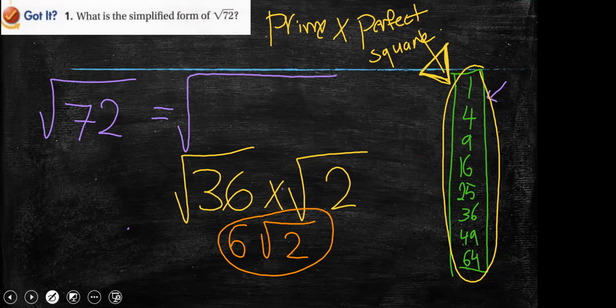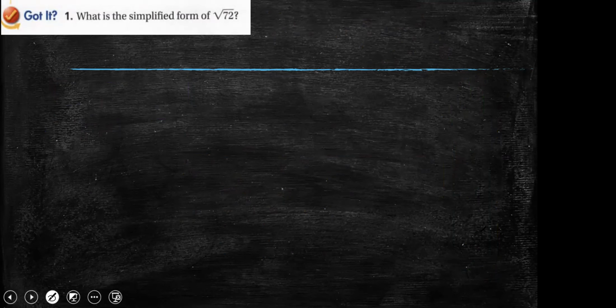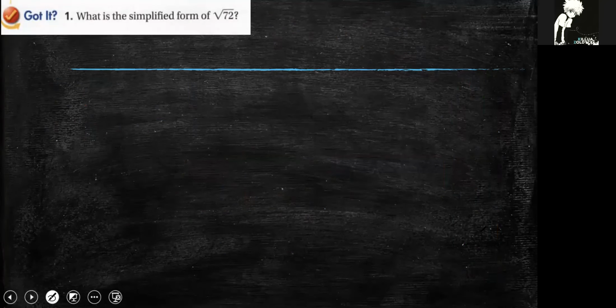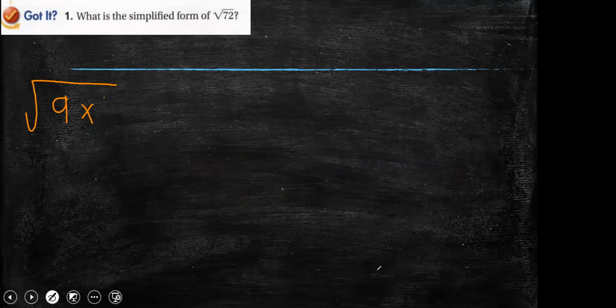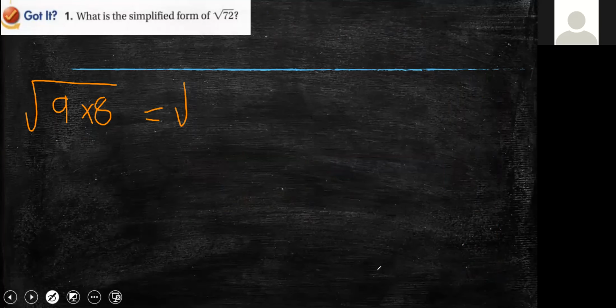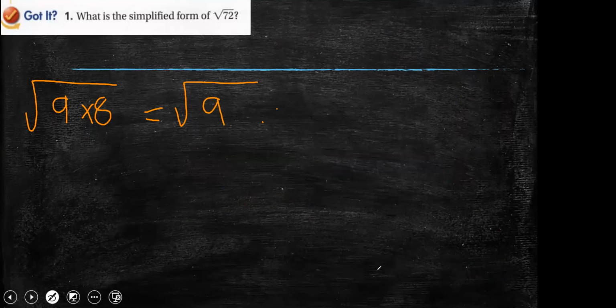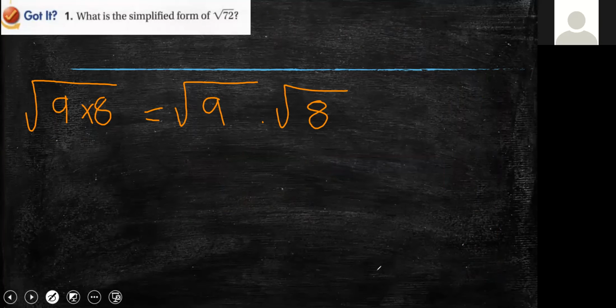Now, let's see what happens if we take 8 times 9. Teacher, why didn't 9 and 8 work? But 9 is a perfect square. But wait, I will tell you. See here, 9 times 8. I can write it as square root of 9 times square root of 8. Is it right? Yes. Okay. Then look at number 9. The square root of 9 is 3.